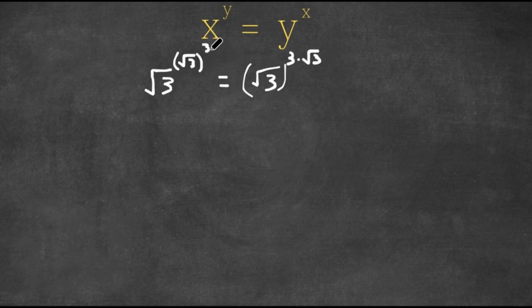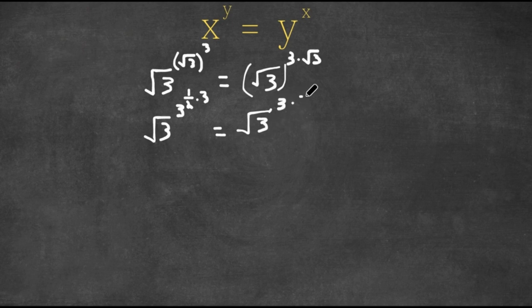Now, the square root of 3 to the power of 3, well, this is the same thing as square root of 3 to the power of 3 to the power of 1/2 times 3. And this is equal to the square root of 3 to the power of 3 times 3 to the power of 1/2.